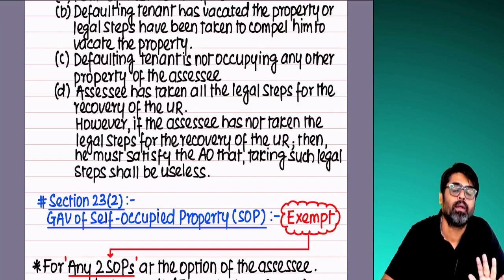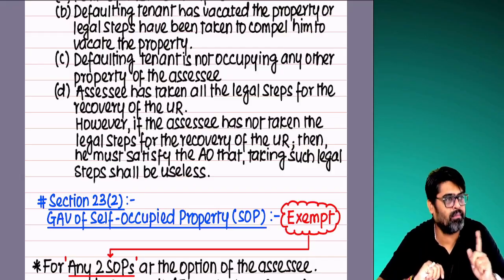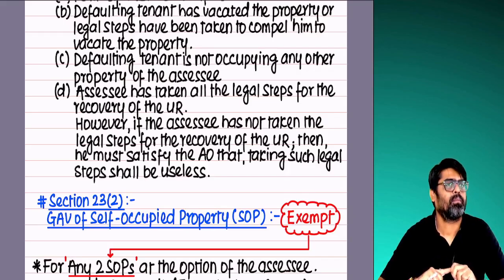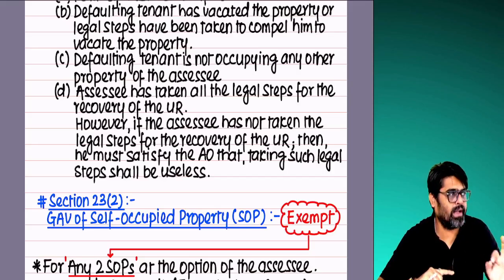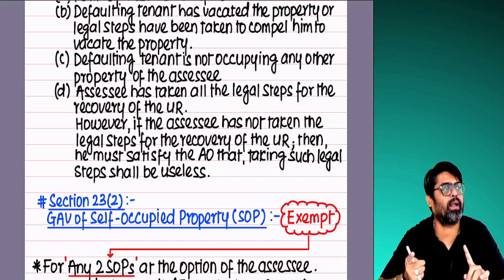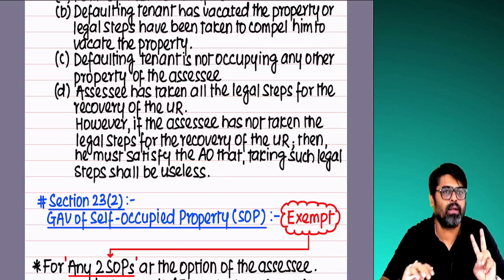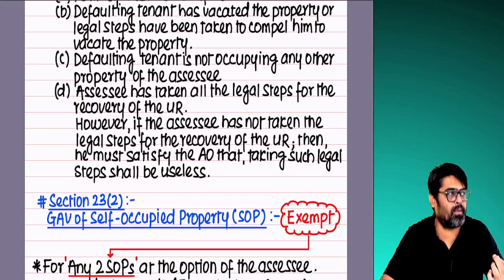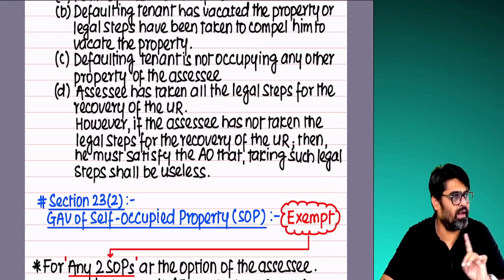Getting my point? So tell me, 4 conditions. Number 1: Tenancy must be bona fide. Number 2: Defaulting tenant has vacated the property, or all the legal steps have been taken to compel him to vacate the property. Number 3: Defaulting tenant is not occupying any other property of the assessee. Number 4: Assessee has taken all the legal steps for the recovery of unrealized rent.